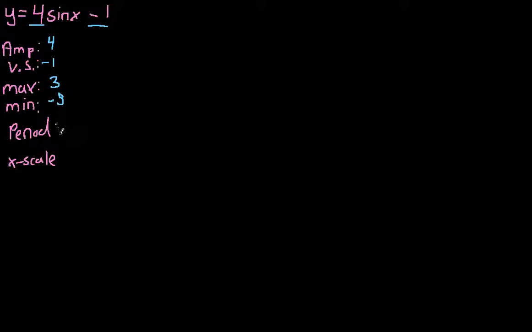The period is equal to 2 pi for now, and the x scale is always equal to 2 pi over 4, or the period over 4, which in this case is pi over 2. I'm actually going to write that down here so it doesn't interfere with my graph. So the period ends up being pi over 2, or the x scale ends up being pi over 2. So let's go ahead and graph this.